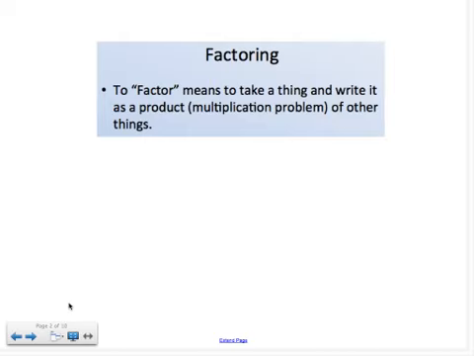So what does it mean to factor? To factor means to take an object and to write it as a product, which means two or more things being multiplied. Factoring is one of the key skills in algebra, and we use it almost on a daily basis.